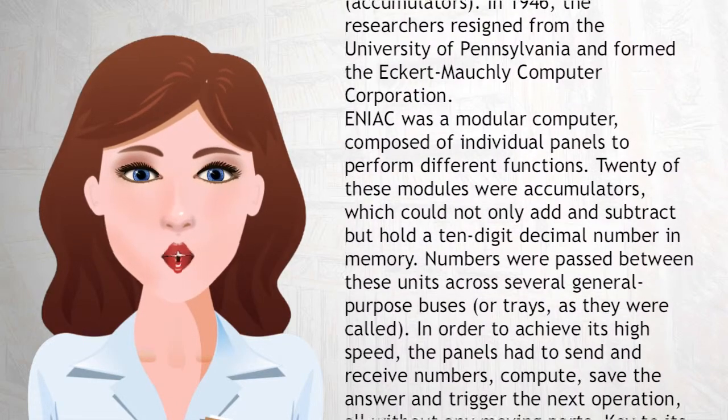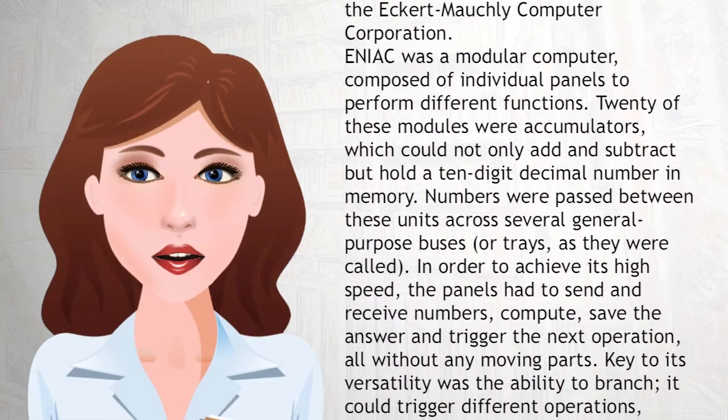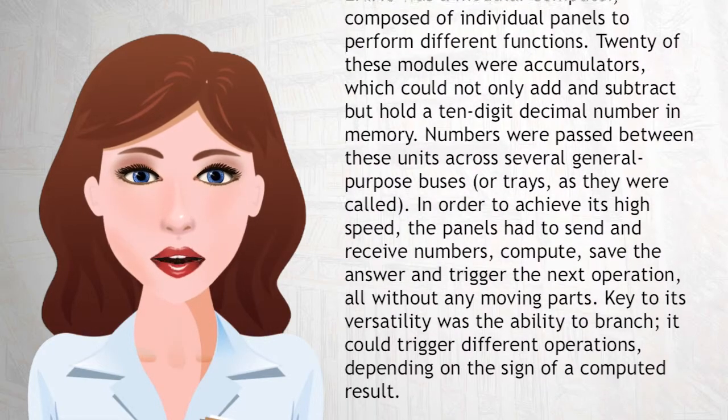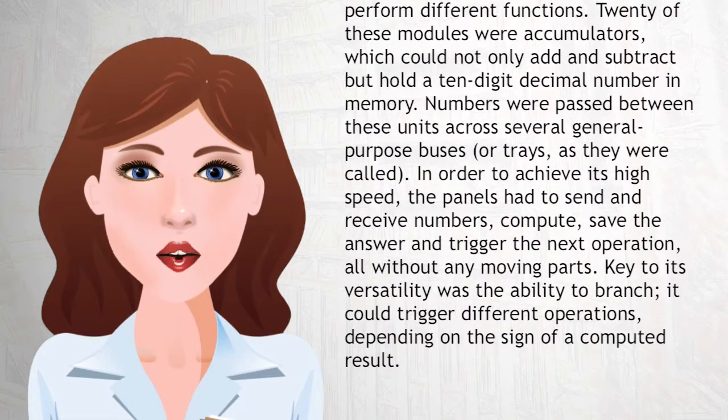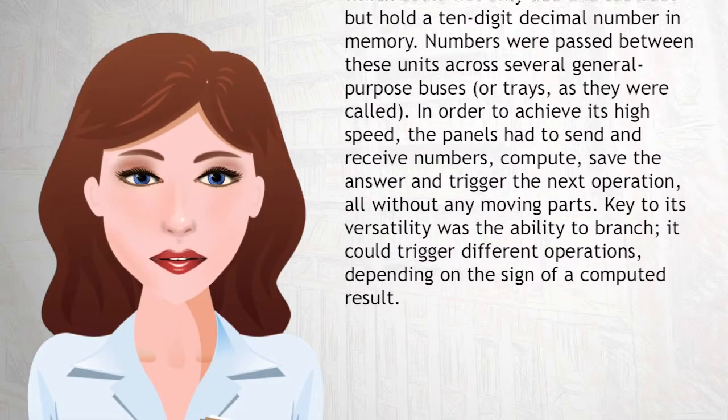ENIAC was a modular computer, composed of individual panels to perform different functions. 20 of these modules were accumulators, which could not only add and subtract but hold a 10-digit decimal number in memory. Numbers were passed between these units across several general-purpose buses or trays, as they were called.